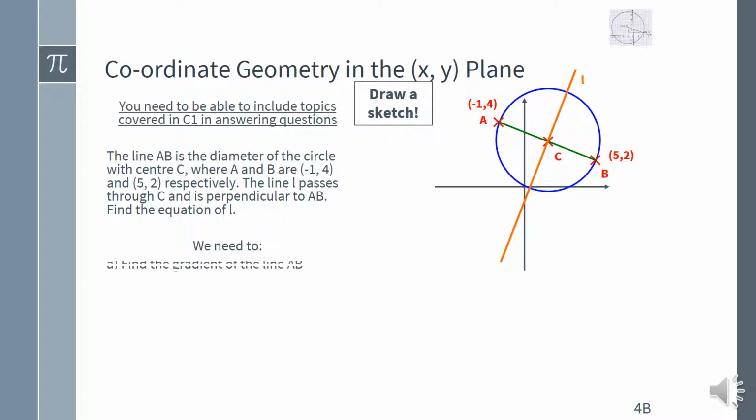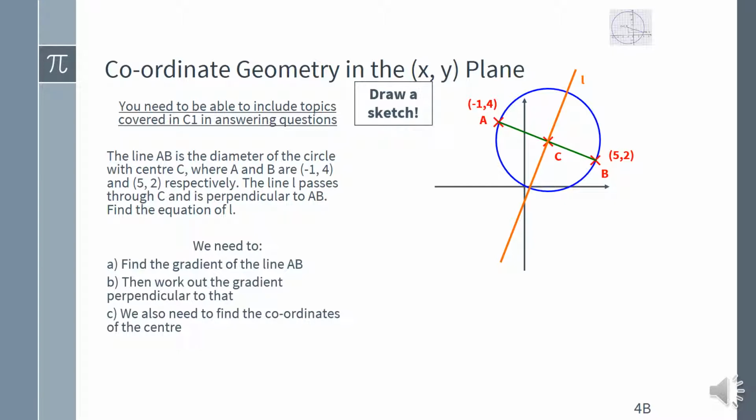So what do we need? We need to find out the gradient of AB. We know a formula for that. We then need to work out the gradient of the perpendicular. We should have learnt that relationship. We also need to find the coordinates of the centre. Well, we've just learnt how to do that. And then we can find the equation of L using the formulas from C1.